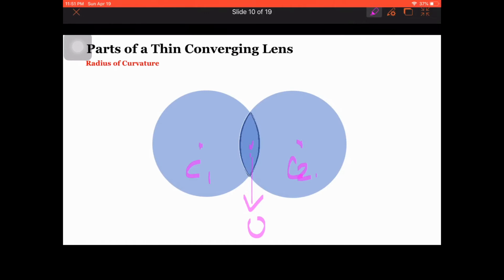Okay, so the distance between C1 and O is the radius of curvature, which is denoted by a big letter R, R1, and of course this is also R2, and they are equidistant to each other. So that's the radius of curvature, the distance between the center of curvature to the optical center of the lens. Finally, we have the principal axis, as I've been mentioning earlier. So we have all the points over here.